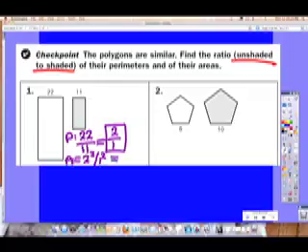This one, number 2, give me the unsimplified version of the perimeter ratio. 8 to 10. Perfect. What's the simplified version? 4 to 5. Perfect. So the ratio is 4 to 5. So nice and loud, guys. What's the ratio of the areas? 16 to 25. Yes, 16 over 25.